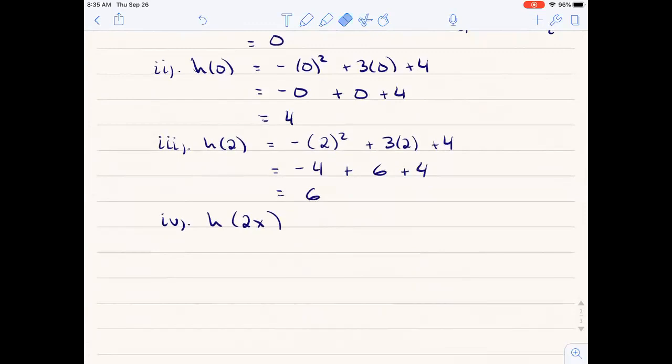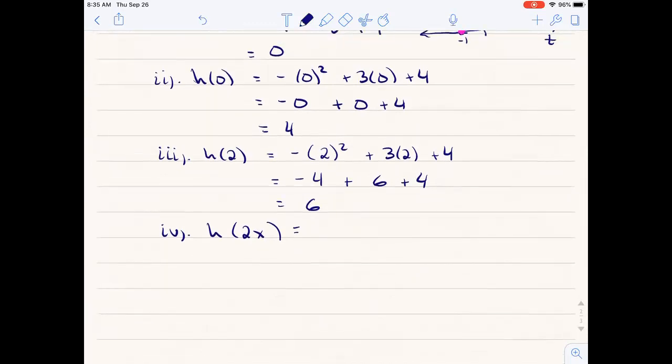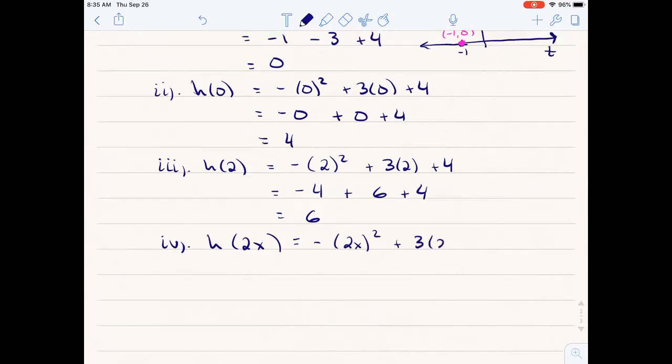Okay. All right. h of 2x, oops. Drawing with my eraser. h of 2x, so same idea. I'm going to plug in 2x wherever I see a t. And so it's going to look a little bit different. So negative 2x squared plus 3 times 2x plus 4. So I'm replacing a variable with another variable, essentially. So I'm still not going to be able to find the value, but we can simplify it.